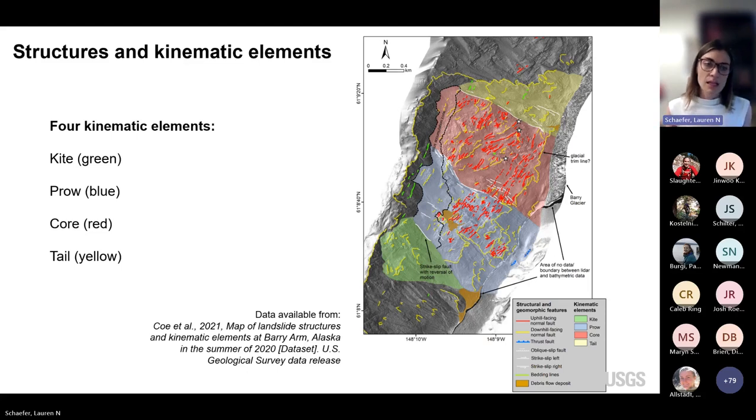So then next to the kite is the prow, shown in blue. The prow is named the prow because it looks like it juts into the water, like the prow of a ship. And I'll point out that this black dashed line that I'm outlining right now with my cursor is this talus accumulation zone. And you can see that it's really the largest in the prow element, which tells us that the prow has experienced the most downslope movement in terms of its cumulative history.